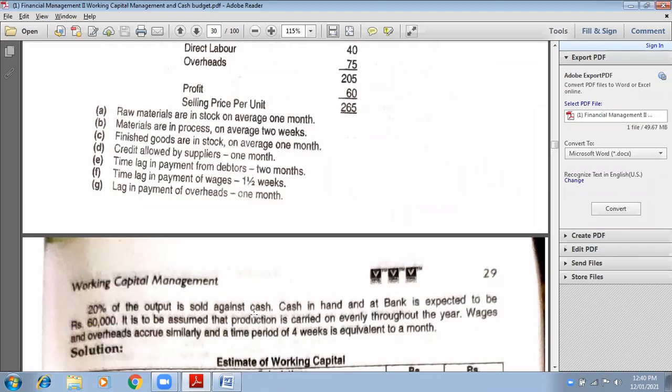Cash will not be considered here. Credit will be considered, credit sales. The selling price is 265, but we will not take 265. We will take 80 percentage of 265, which is known as credit sales. And always remember, for debtors we want credit sales.